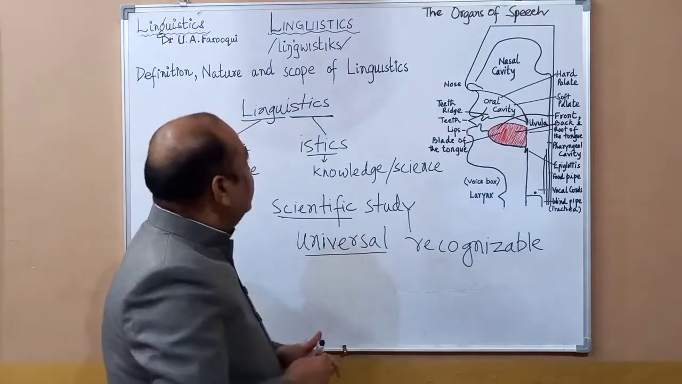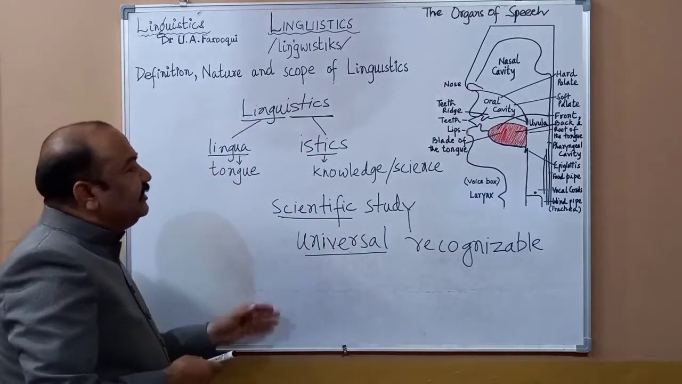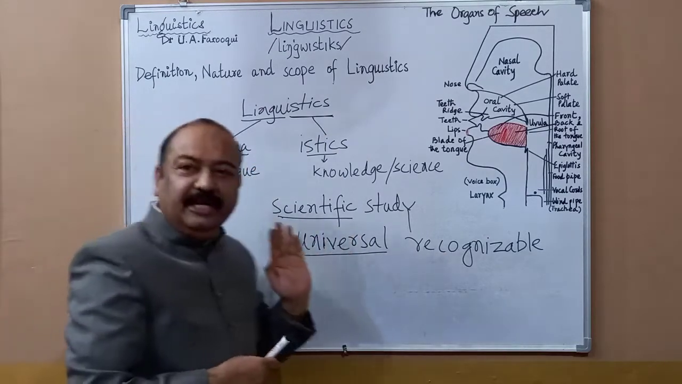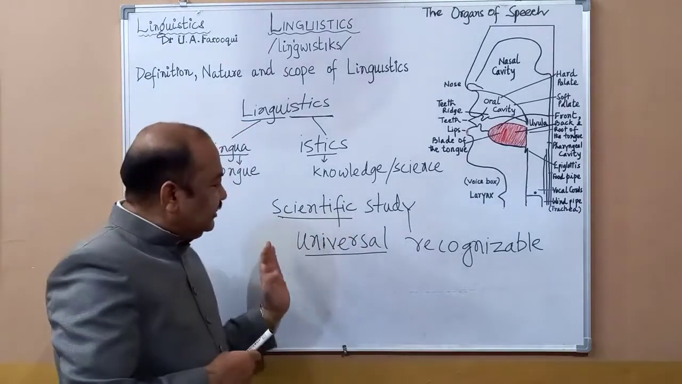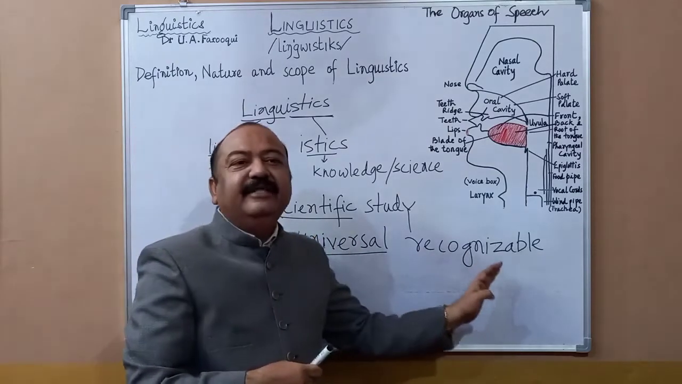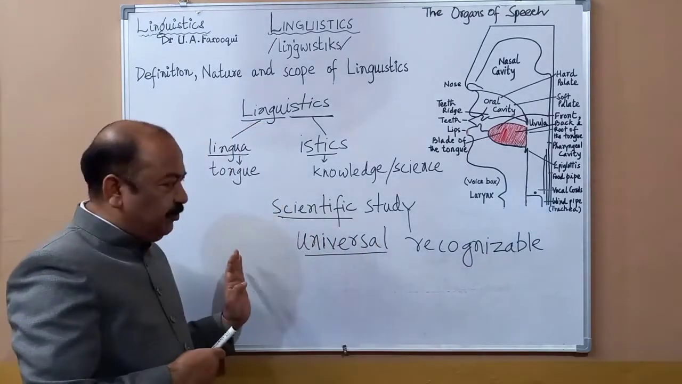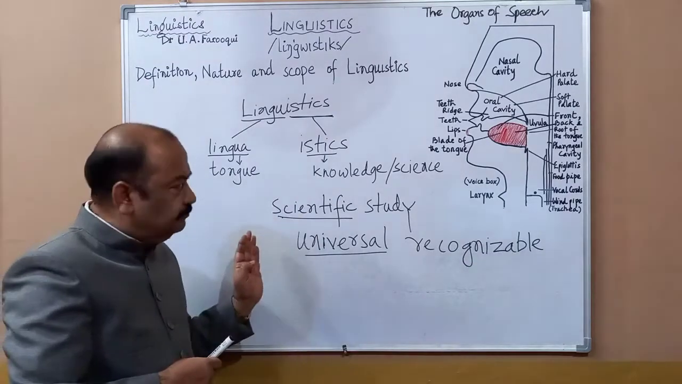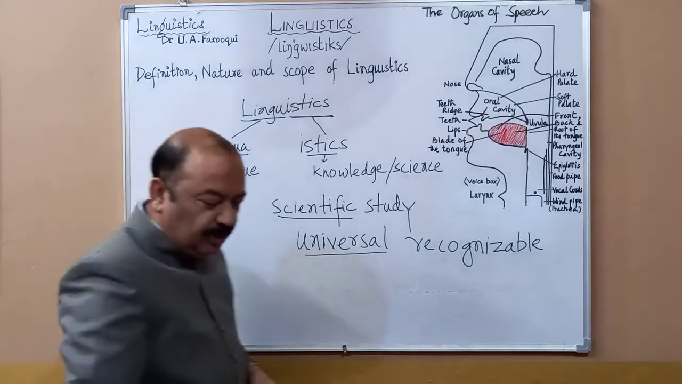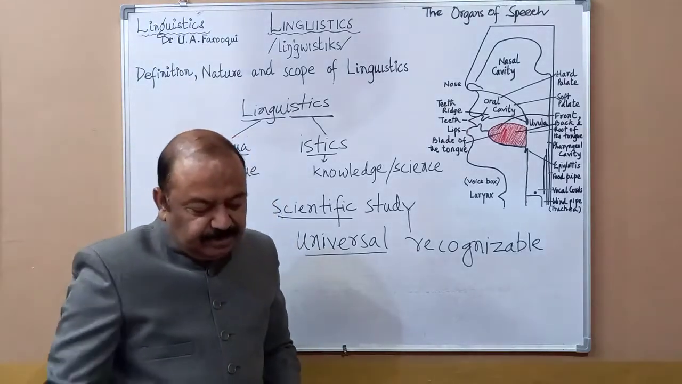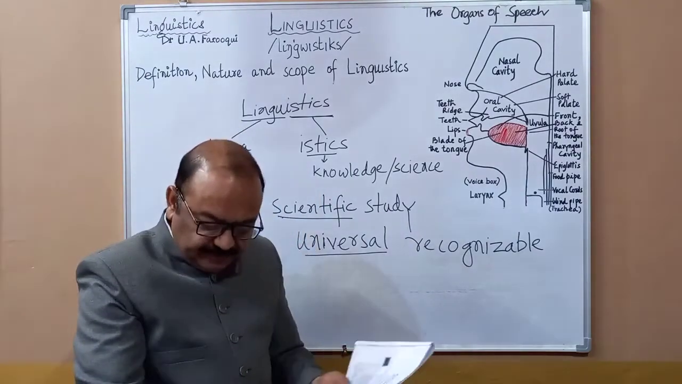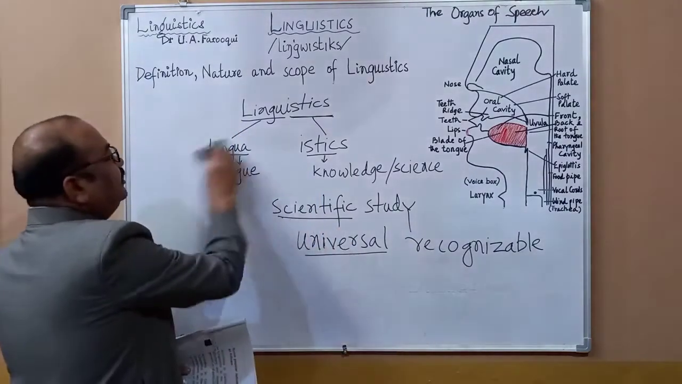Anyway, now, I repeat that linguistics is the scientific study of human language. Remember this. It is a study of universal and recognizable human behavior all over the globe. And as for the definition, because the first point here is definition, I have got some definitions which I would like to read out to you. These I have taken from dictionaries, the well-known dictionaries.